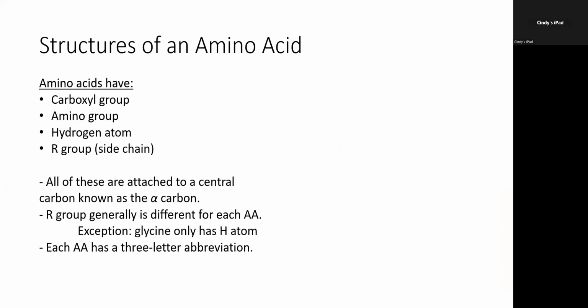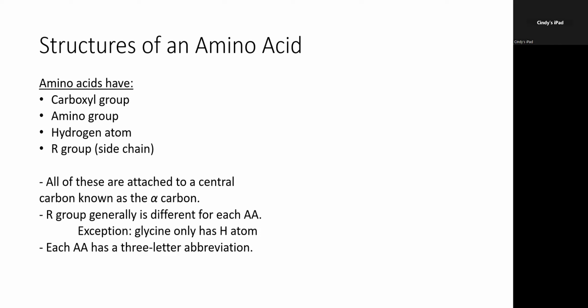So just to give you a little bit of background, I'm going to explain the different structures of the amino acids. There are 4 basic components that make up an amino acid: a carboxyl group, an amino group, a hydrogen atom, and an R group, which is a side chain that pops out of the amino acid. All of these are attached to a central carbon known as the alpha carbon.